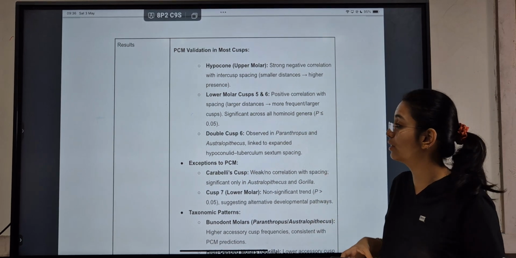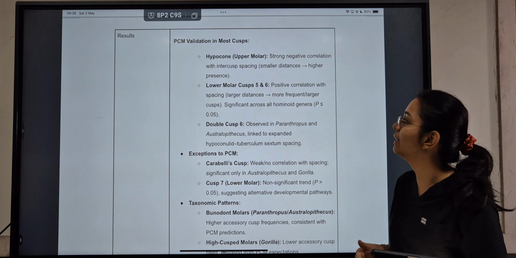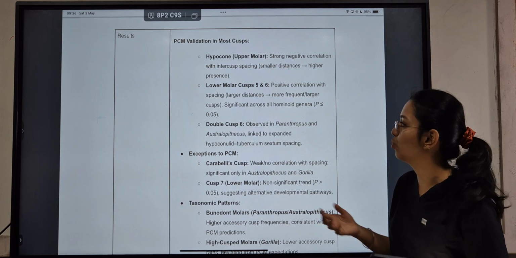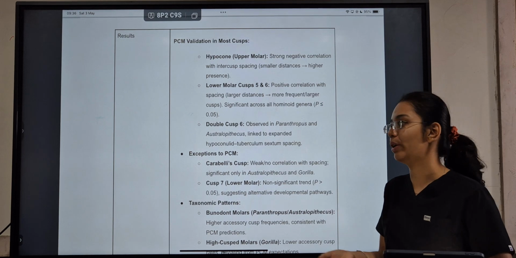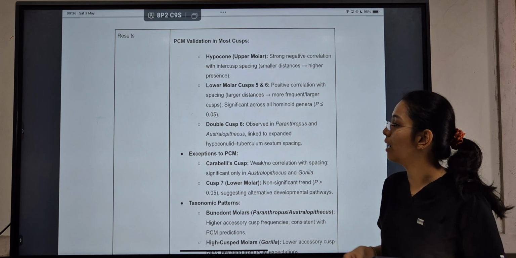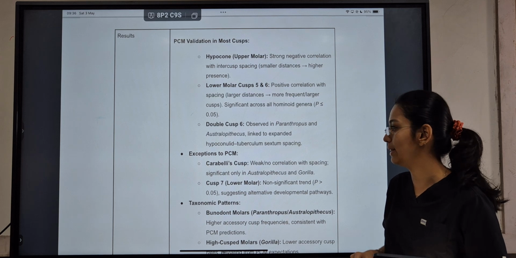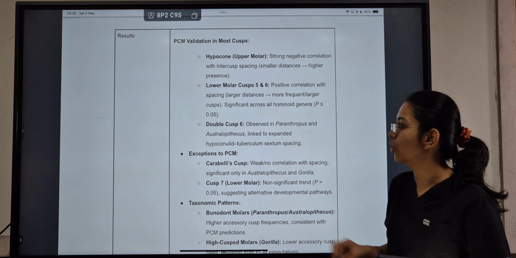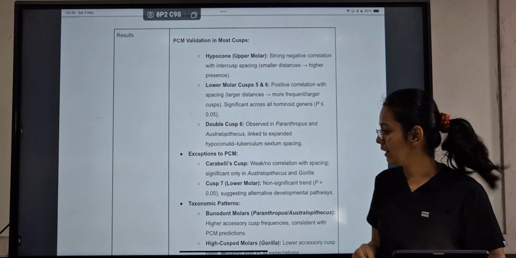So the distance was small in the graph, and the lower molar cusps 5 and 6 showed a positive correlation with the spacing. So larger distances means more frequent or larger cusps. The double cusp 6 was observed in the Paranthropus species and Australopithecus species. So it linked to expanded hypoconulid-tuberculum sextum spacing.